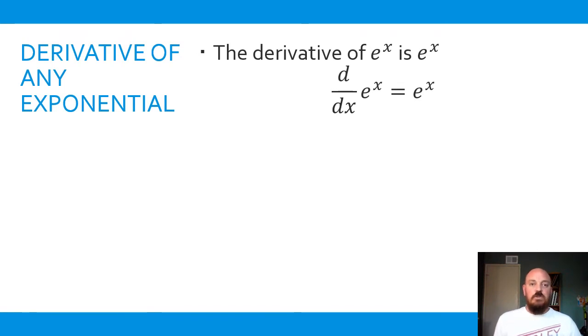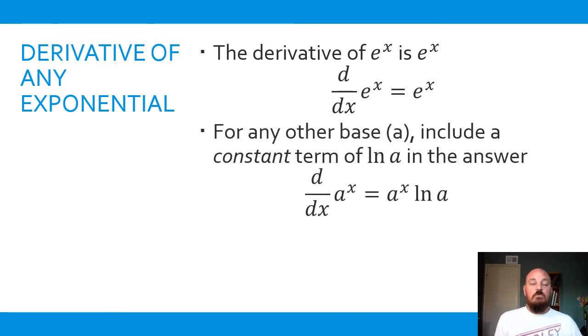So here's our summary. This is how to take the derivative of any exponential function. Number one, the derivative of e to the x is e to the x. That's an easy one. For any other base, you do the same thing. The derivative of a to the x is a to the x, but you include a constant term, natural log of whatever that base was, multiplied to your answer.